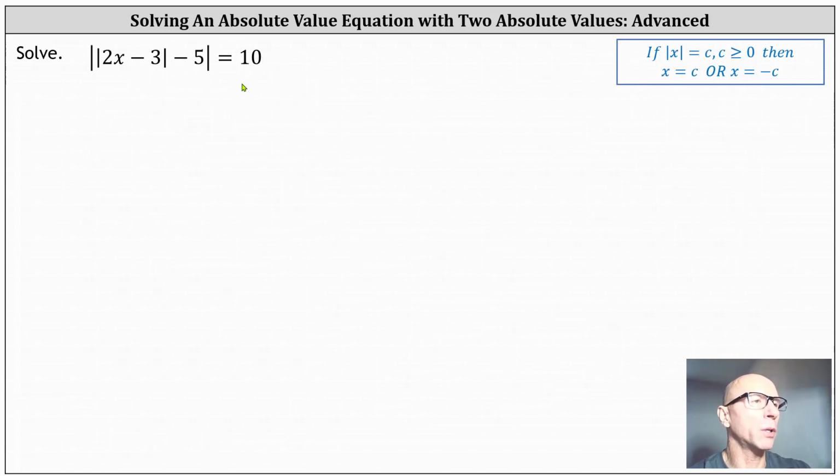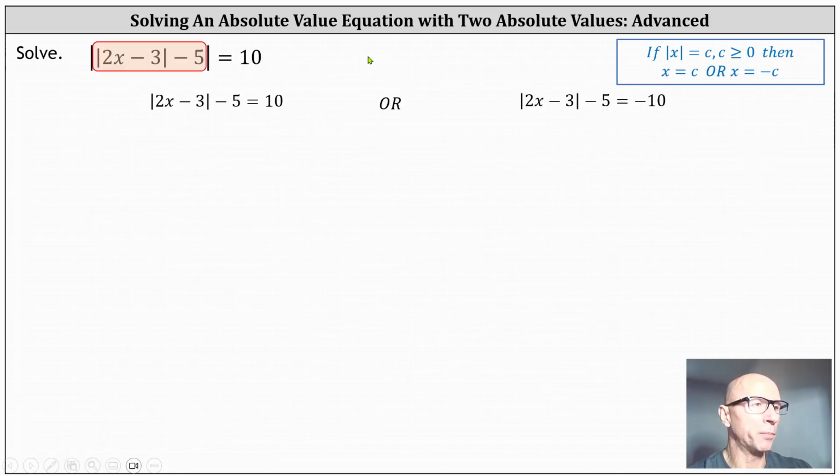So going back to the original equation, let's first consider the outer absolute value. The expression inside the outer absolute value can equal positive 10 or negative 10. This gives us two equations. The first equation is the absolute value of the quantity 2x minus 3 minus 5 equals 10, or the absolute value of the quantity 2x minus 3 minus 5 equals negative 10. And now we need to take these two absolute value equations, isolate the absolute value, and set up two more equations for each of these equations.